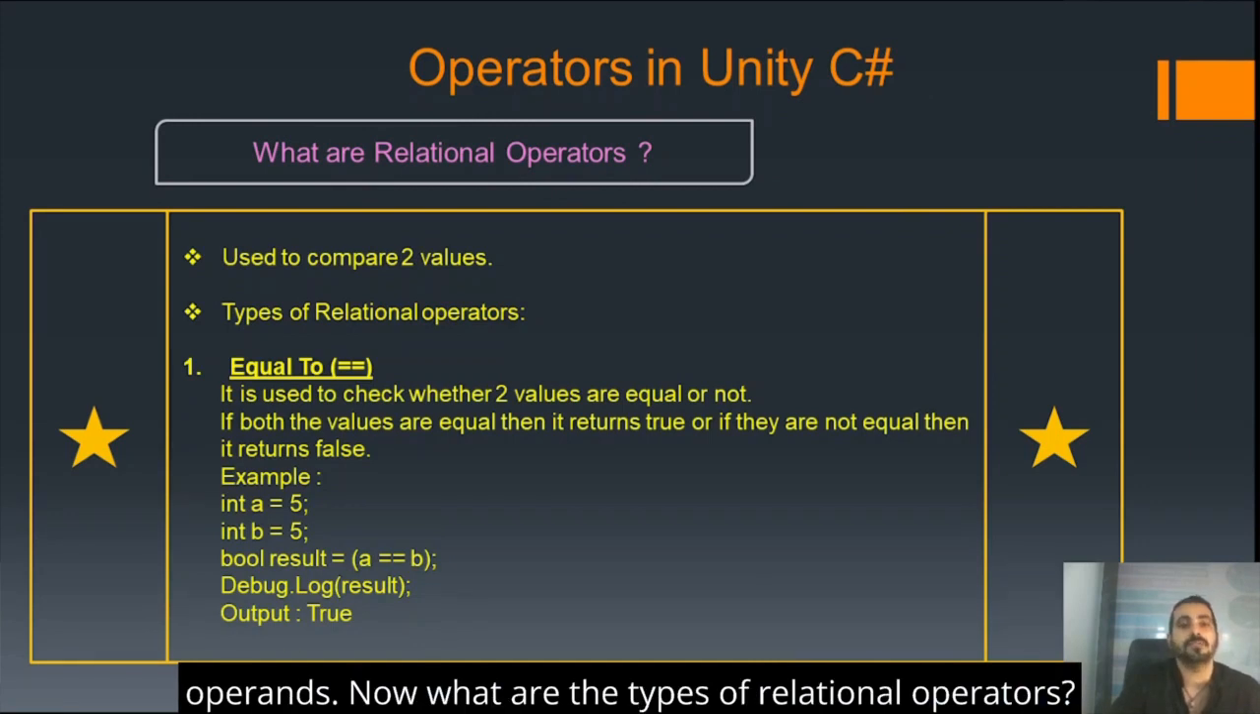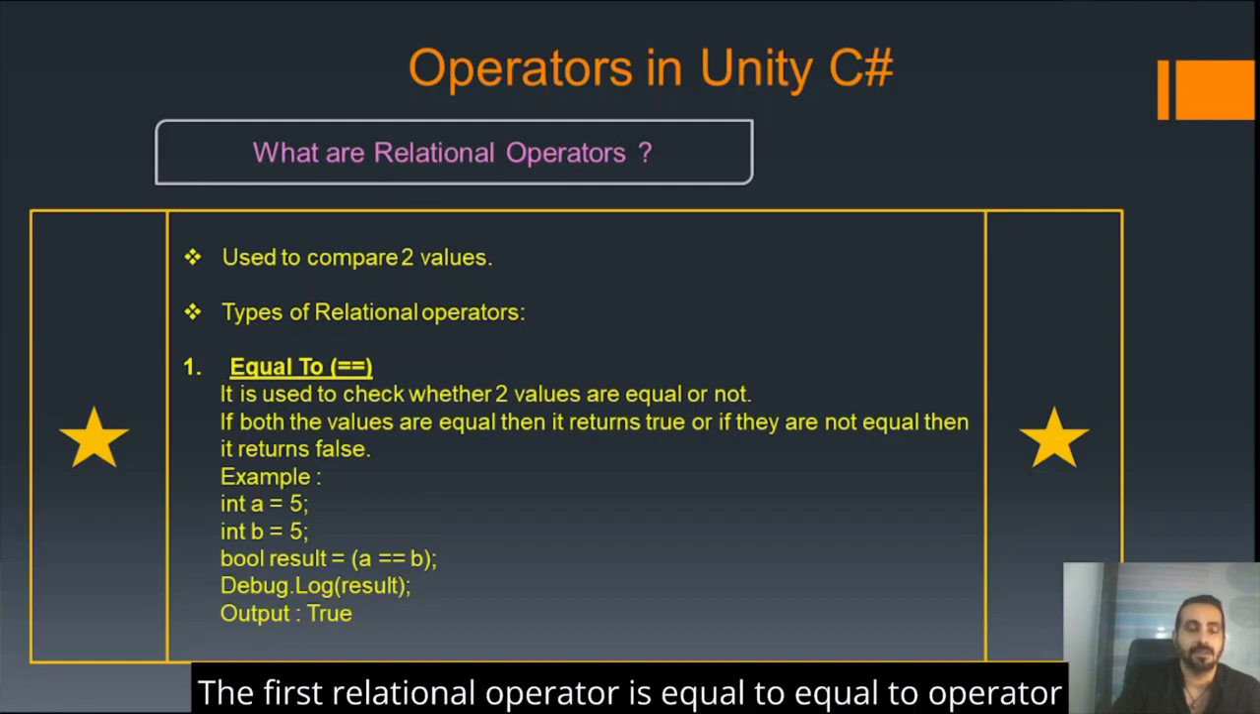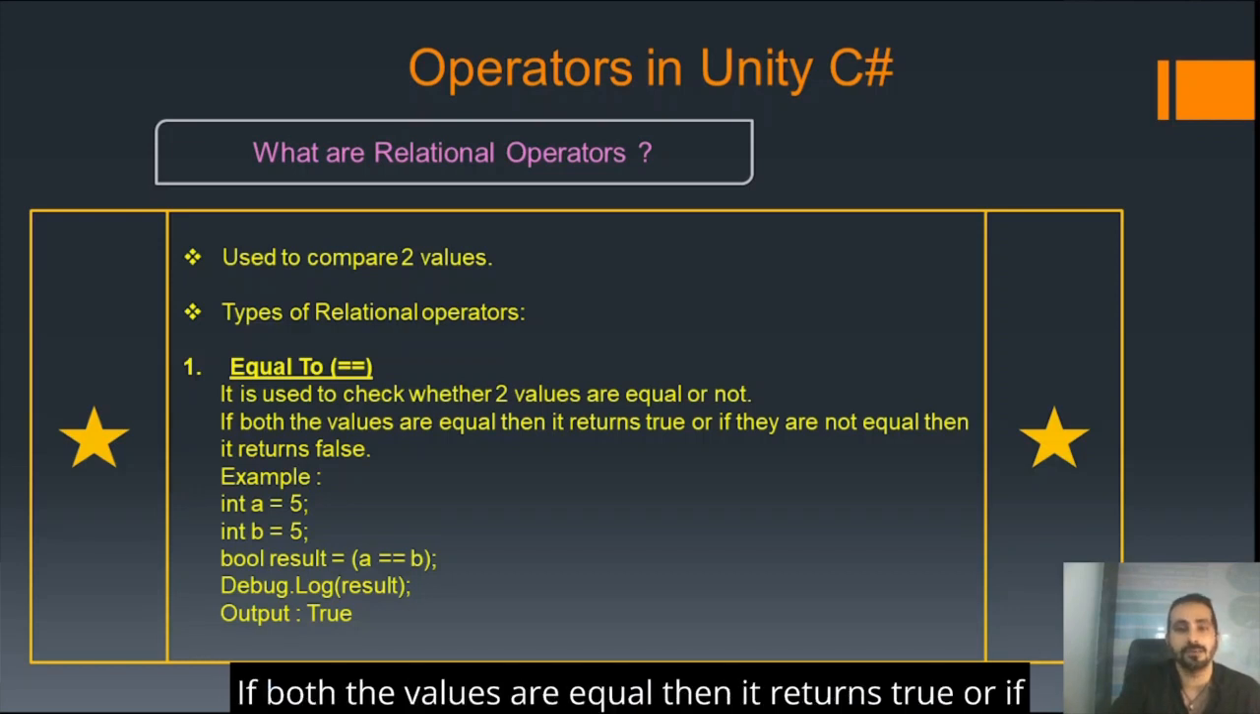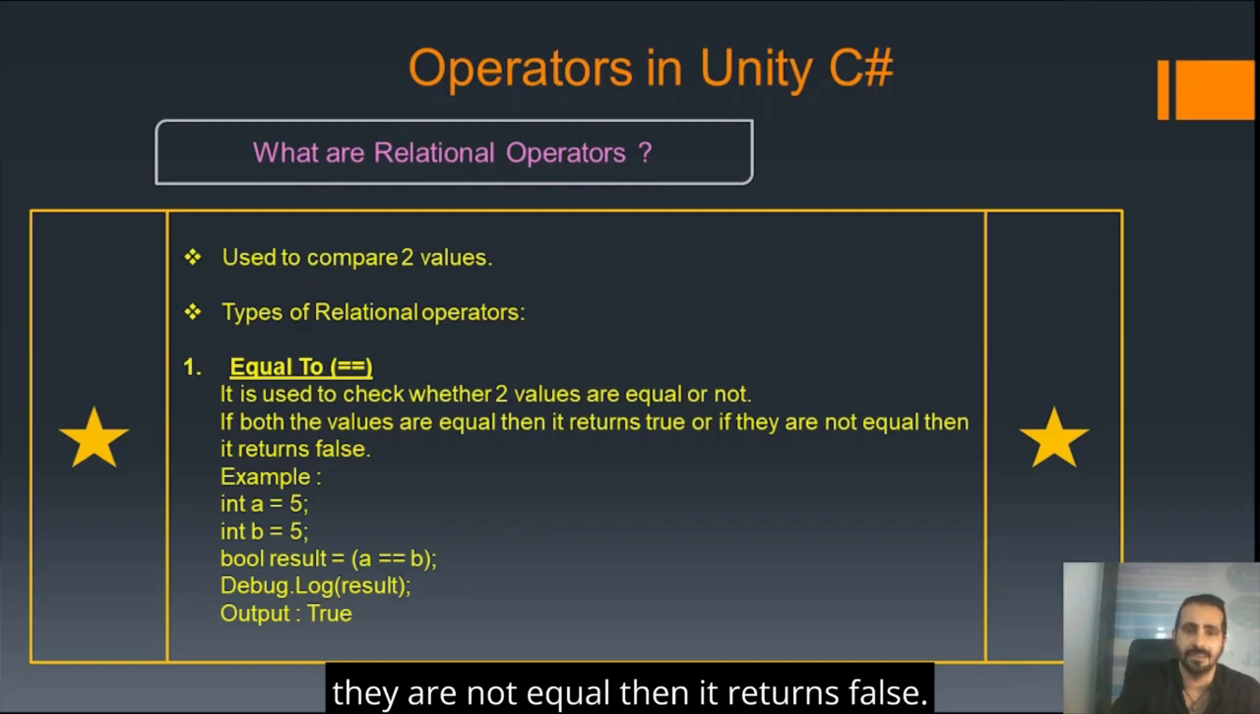Now, what are the types of relational operators? The first relational operator is equal to. Equal to operator is used to check whether two values are equal or not. If both the values are equal, then it returns true, or if they are not equal, then it returns false.